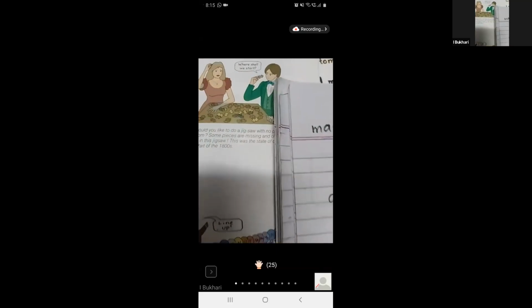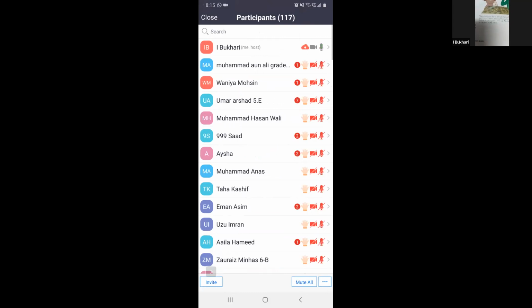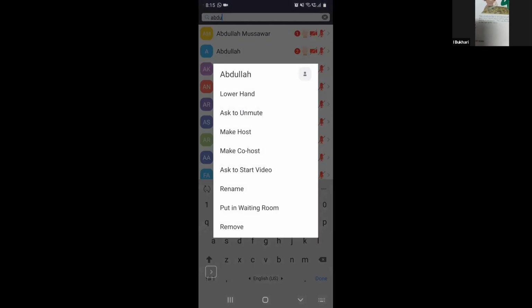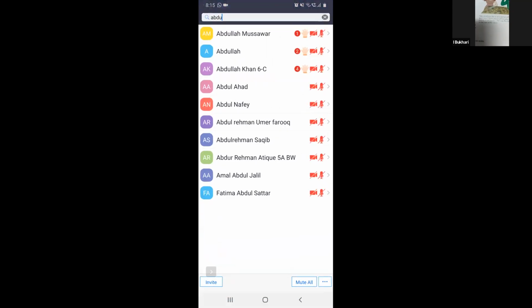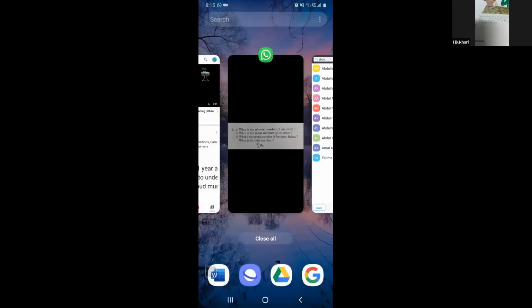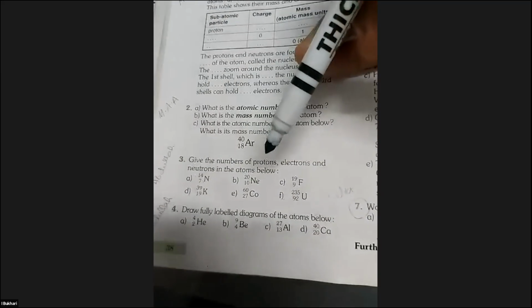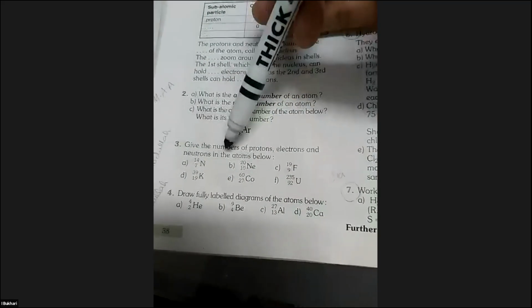Now, Abdullah. Abdullah, are you here with us? Now it is your turn. Do you want to share your screen? So Abdullah will do question number 3 with us. Give the numbers of protons, electrons, and neutrons in the atoms below.